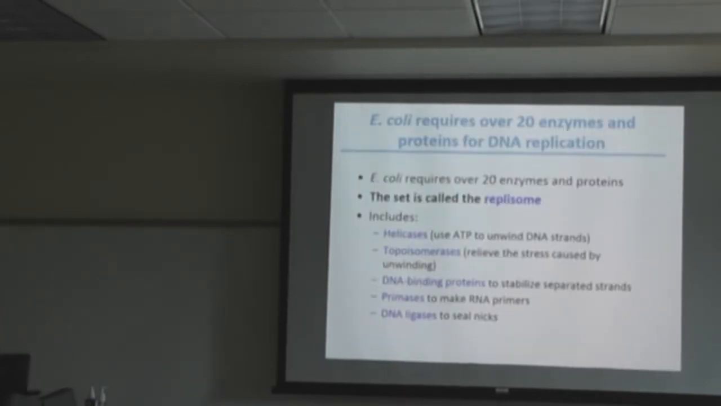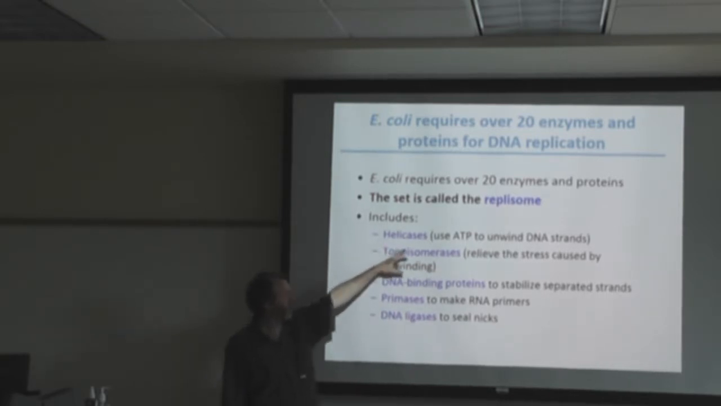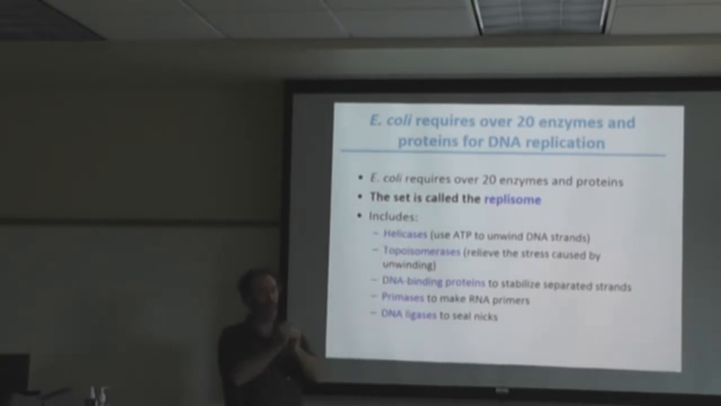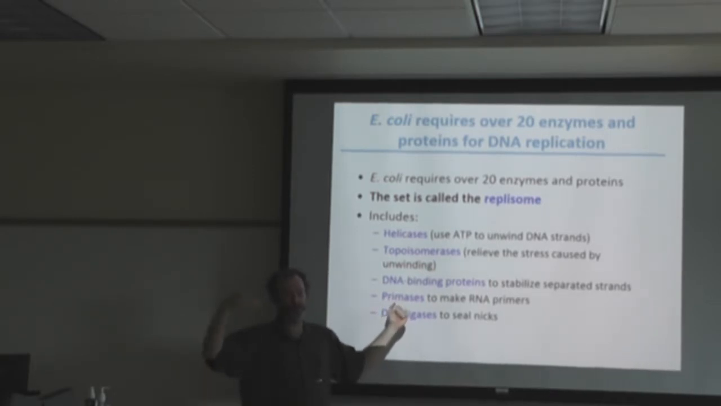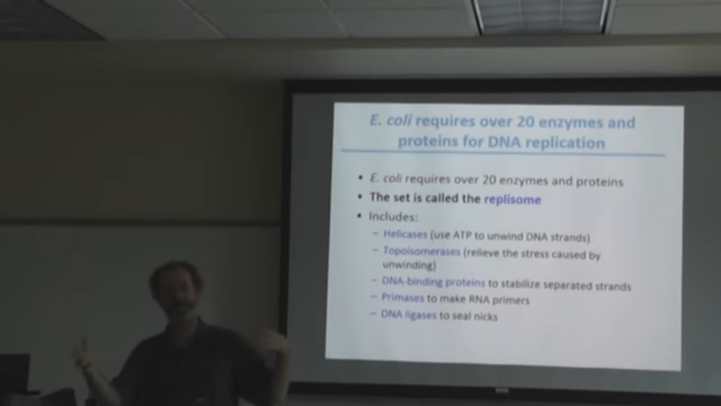So it requires over 20 enzymes and proteins for DNA replication. And the whole set together is known as a replisome, because it replicates the chromosome. There's helicases, right? Remember, to copy the DNA, you have to unwind the DNA and melt it into single strands. So helicases add that energy to separate those 2 DNA strands. We can do that in the lab by heating it up, so we add energy to separate them that way. Helicases use ATP to unwind and separate those strands, because you have to separate the strands before you can use one as a template, right?